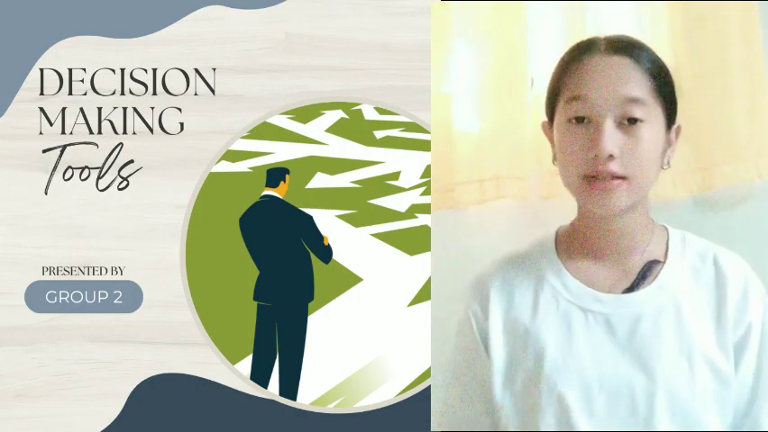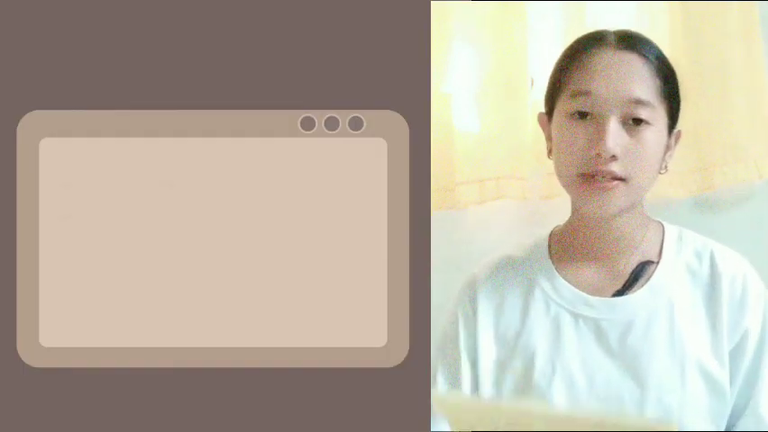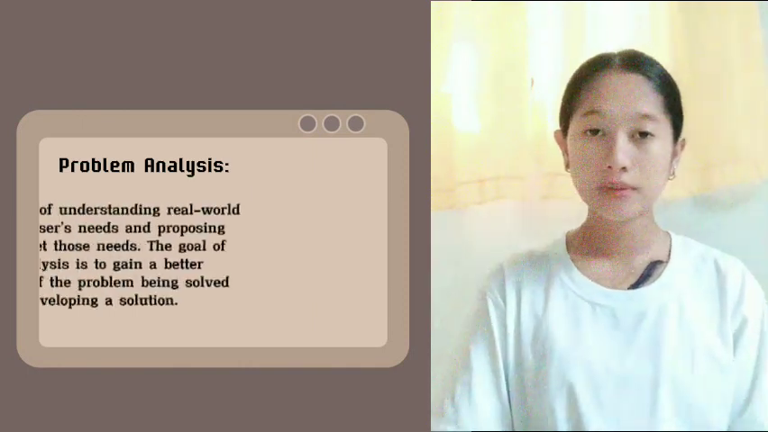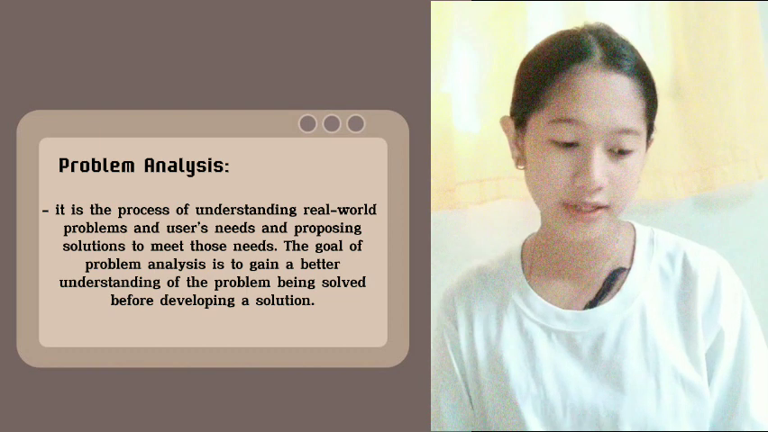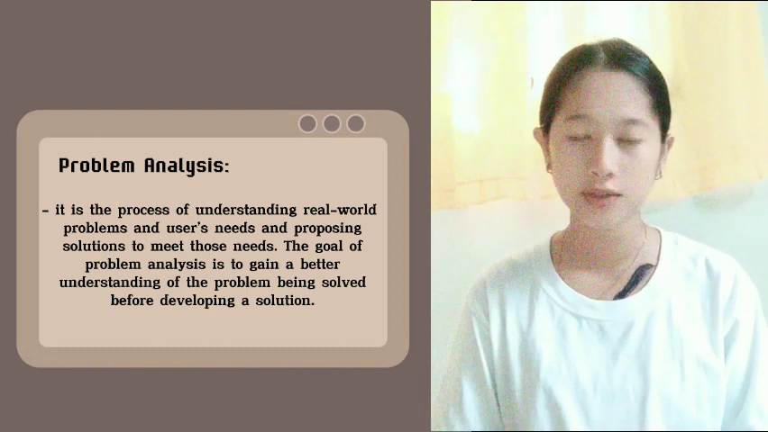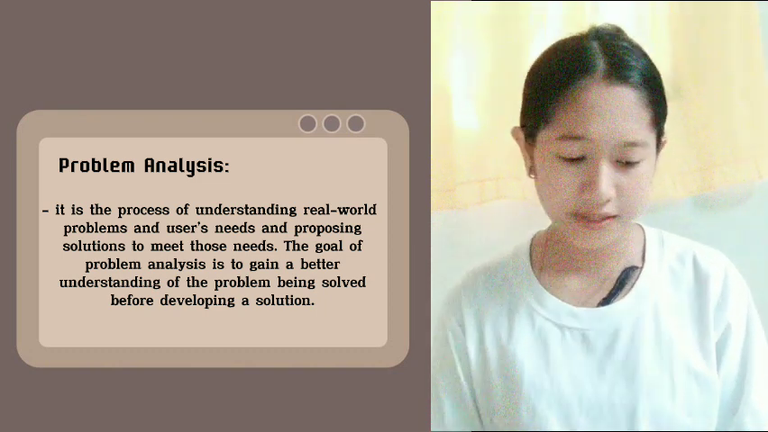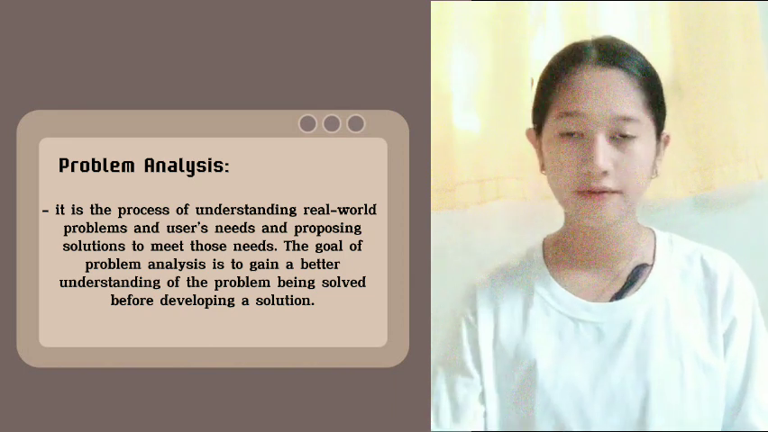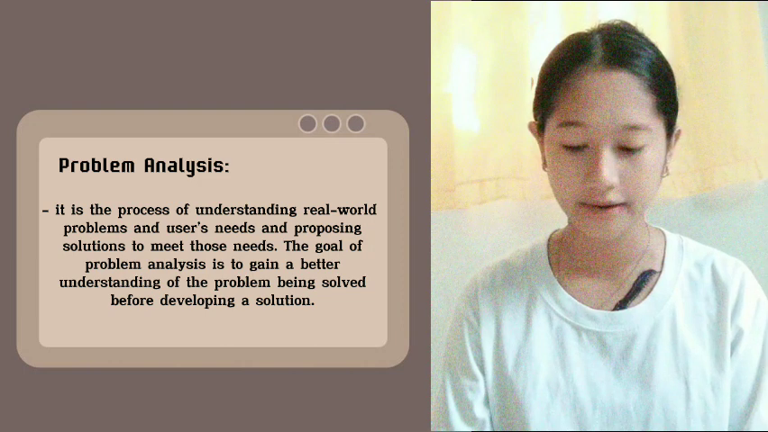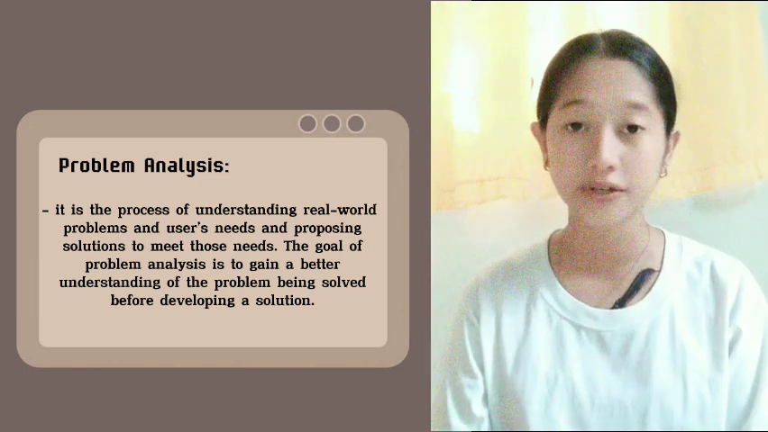So today we're gonna discuss our topic, which is decision-making tools. What is the difference between problem analysis and decision-making? Problem analysis involves identifying the problem of a certain organization and establishing its causes and effects. It ensures causes, not just symptoms of the problem, are identified and subsequently addressed in the project design. It is the overview of the problem before coming up with a certain decision.